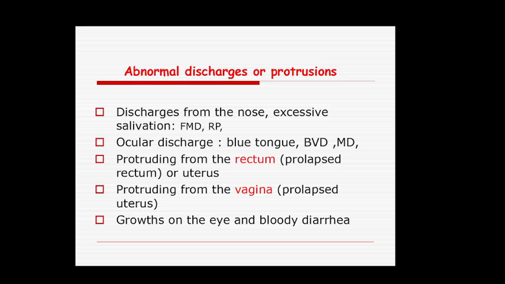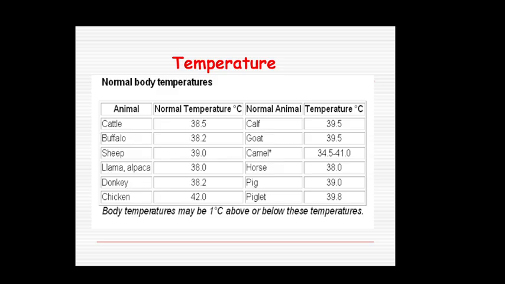Or if there is protrusion from the rectum, for example a prolapsed rectum or uterine prolapse, that causes the protrusion from the rectum. Protrusion from the vagina can be due to a prolapsed uterus. Also growth on the eye and bloody diarrhea.